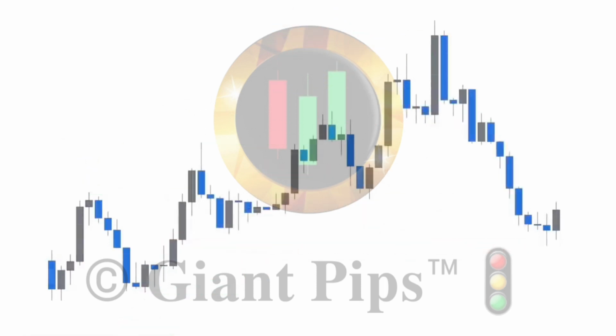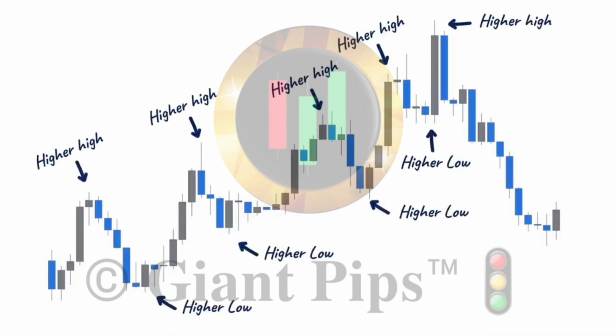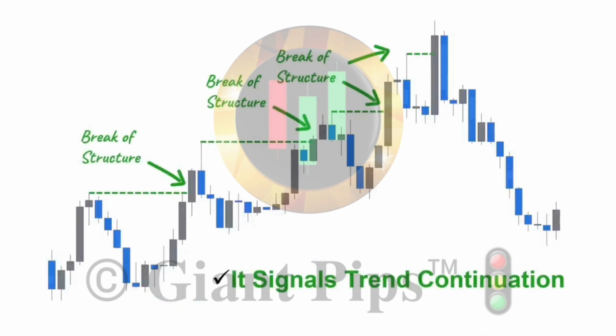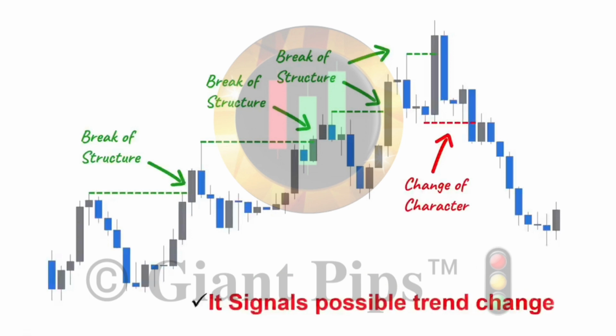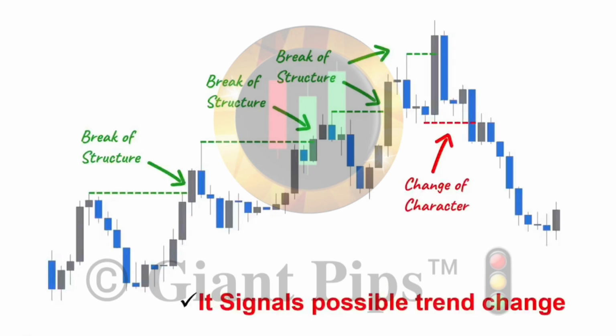As you know, in an ideal uptrend, the market continuously makes higher highs and higher lows. Every time market breaks a higher high to the upside, we call that a break of structure, and it shows that the market wants to continue in the same bullish direction. On the other hand, if the market breaks a higher low to the downside, we call that a change of character, and it signals a possible trend change.